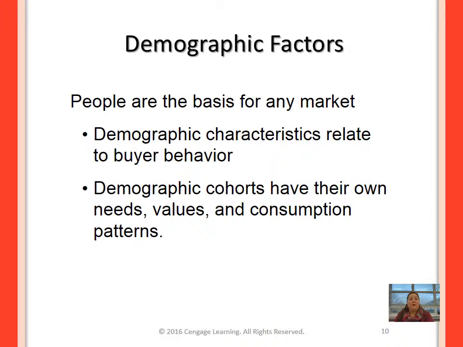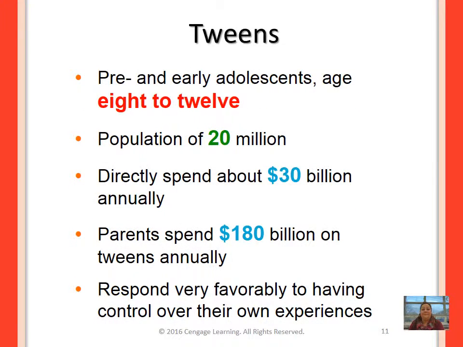Demographic factors are an uncontrollable variable in the external environment. It is the study of people's vital statistics such as age, race, ethnicity, and location. Demographic characteristics are strongly related to consumers and their buying behavior. Tweens are a group of people that marketers refer to as an age cohort group. Tweens, and you'll see in the next coming slides, teens, Generation Y, Generation X, baby boomers. Each of these groups has its own needs, values, and consumer buying patterns.